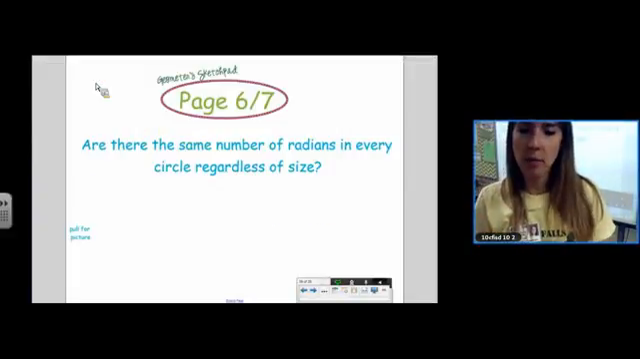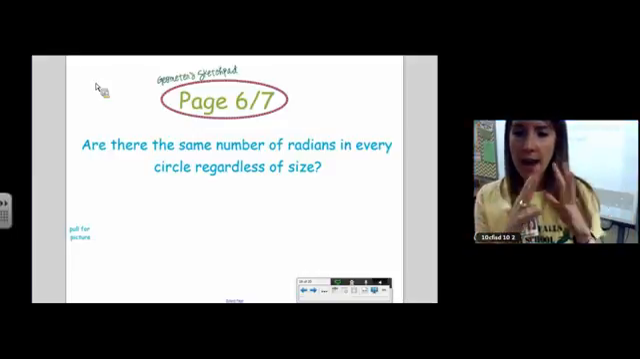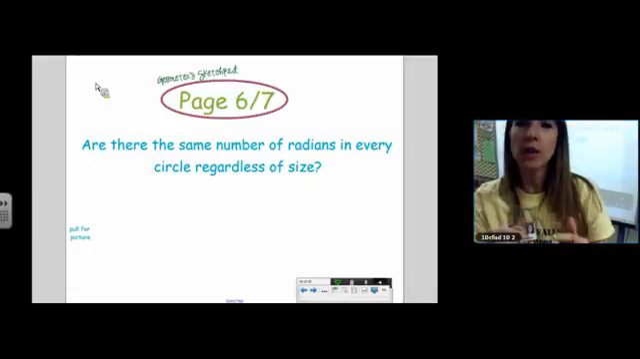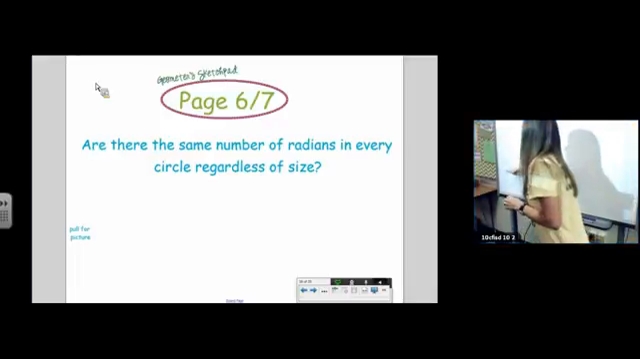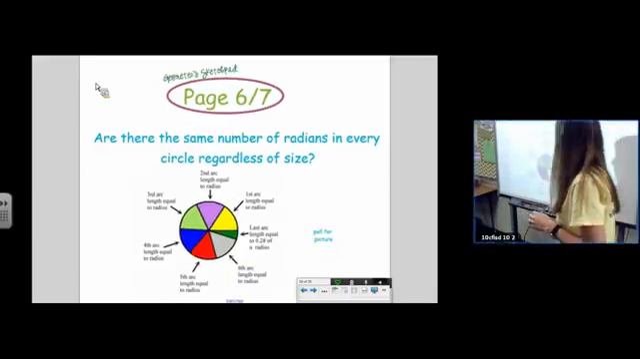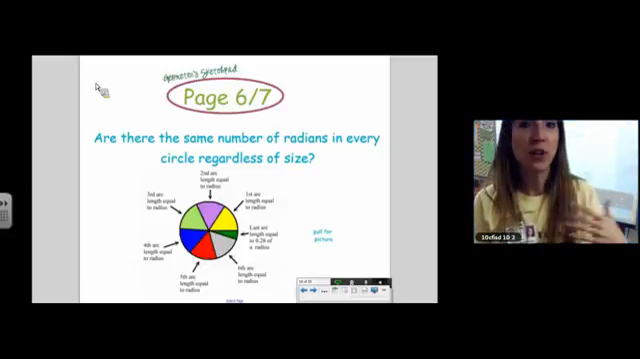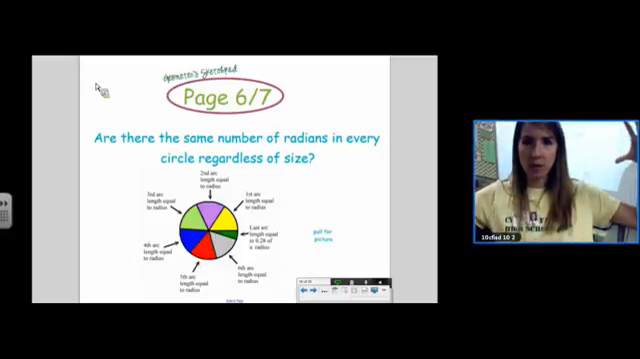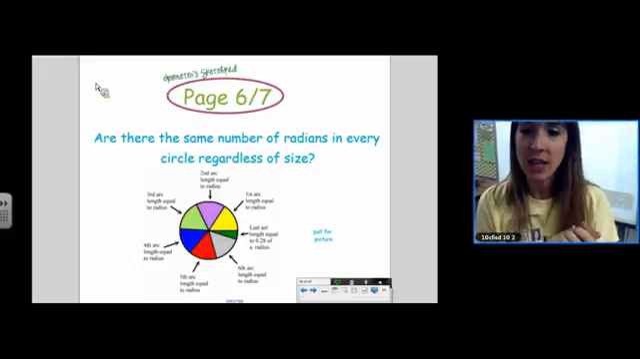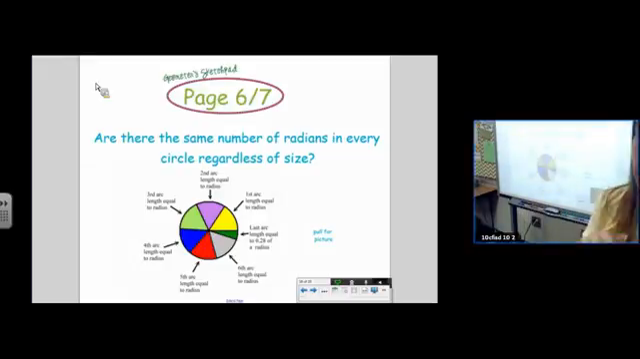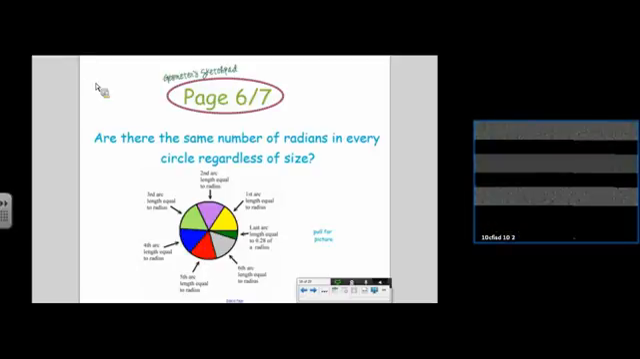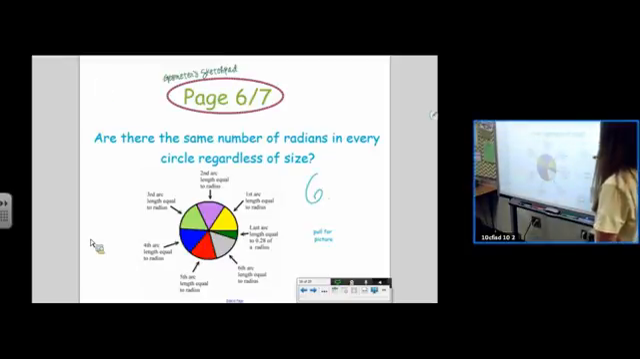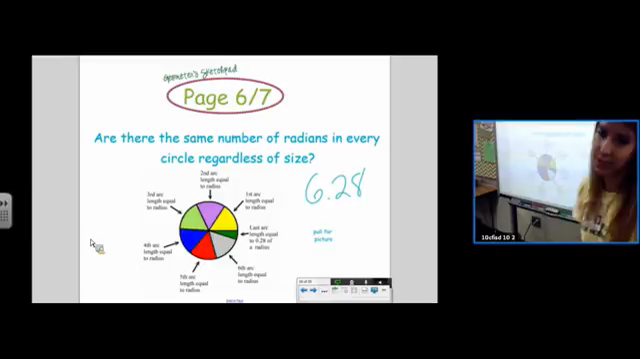So are there the same number of radians in every circle regardless of size? When we try to answer this, we need to think about whether a radian is an angle measure, an opening, or a distance of how far we're going. Just like in a circle, how many degrees are there? 360. It doesn't matter if my circle's this big or this big, there's 360 degrees. Same with radians. There's 1, 2, 3, 4, 5, 6, and a little bit more. 6.28 radians in a circle.